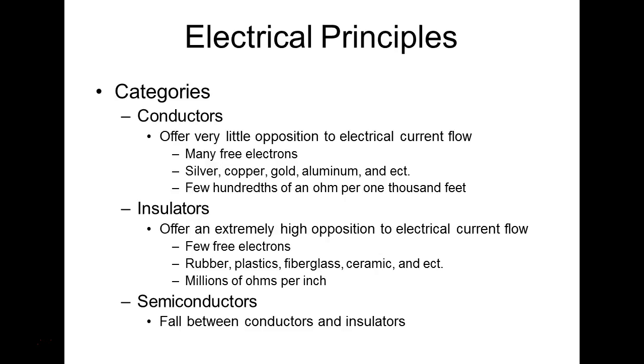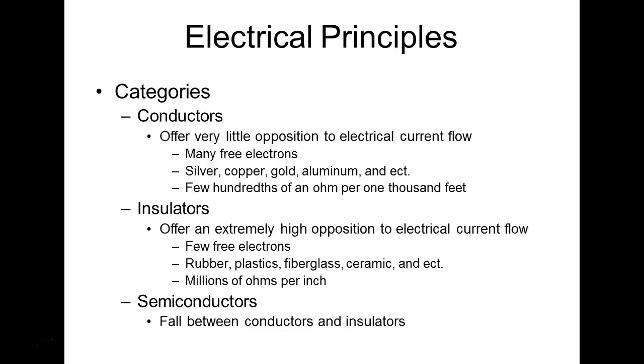Categories, conductors. Offers very little opposition to electrical current flow. Many free electrons. Most of our metals make good conductors. The two most widely used are what? Aluminum and copper. Gold, we use that for plating. Silver, we use that for plating.